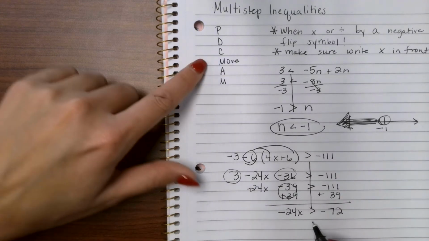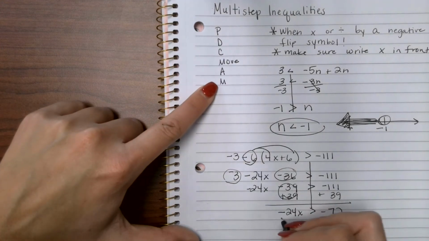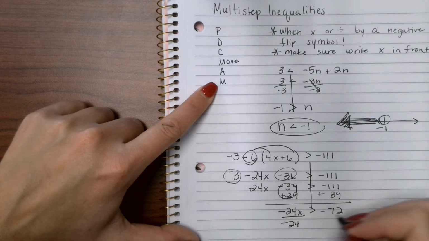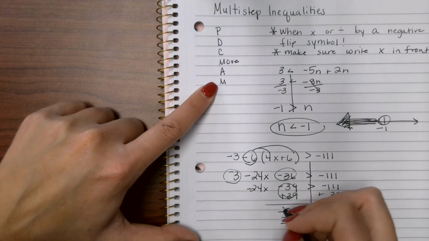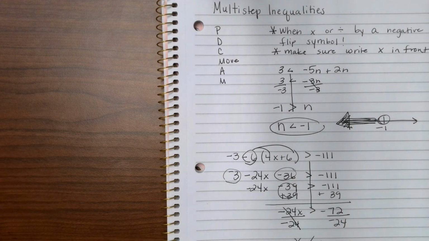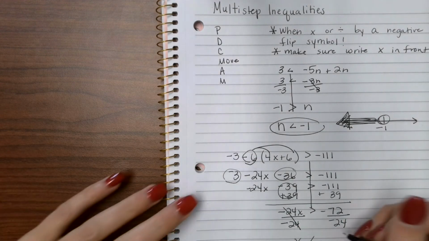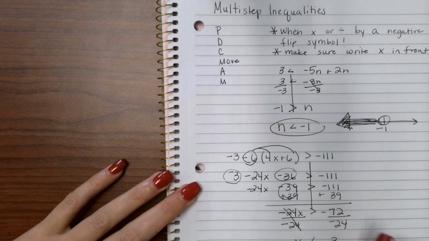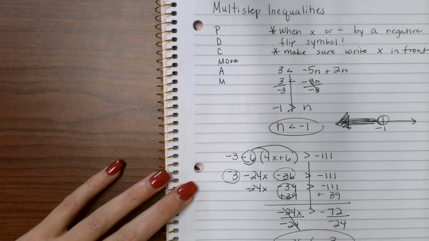Now finally we have to multiply or divide. So we're going to divide. Now we're dividing by a negative number again. So we flip the symbol. And then negative 72 divided by negative 24 is positive 3. So that's your final solution.